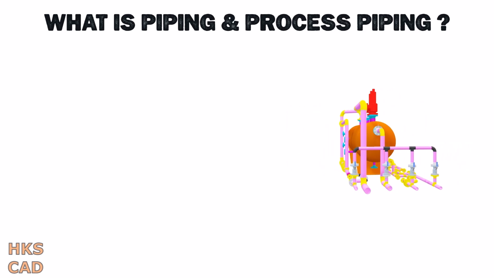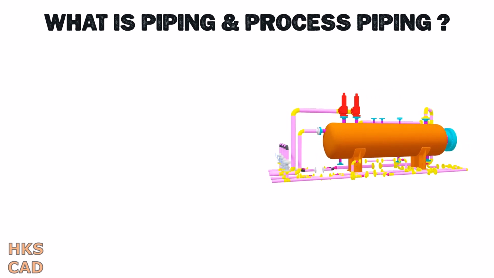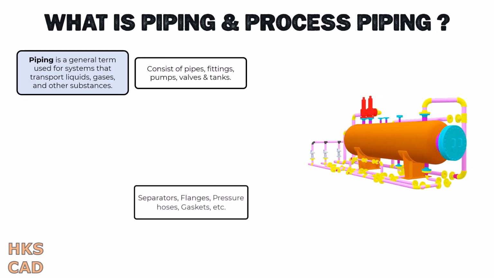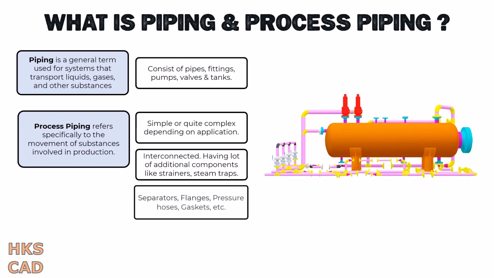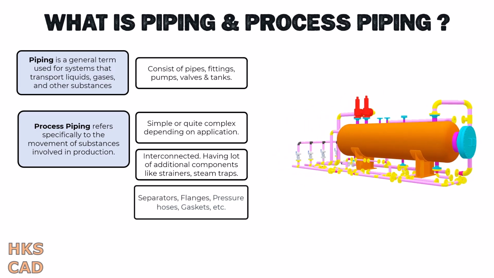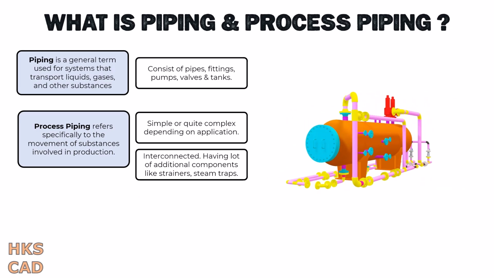Process piping systems can be quite complex as they are interconnected and often include additional components like separators, flanges, pressure hoses, traps, strainers, and gaskets. These components play a crucial role in separating and controlling the flow of substances.